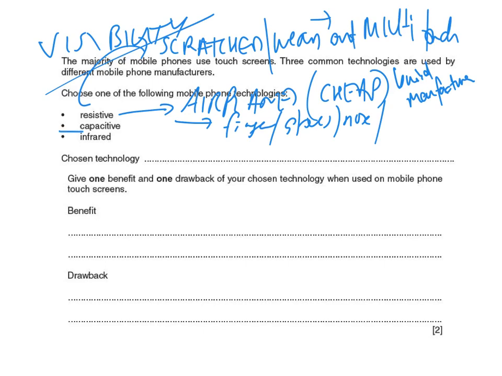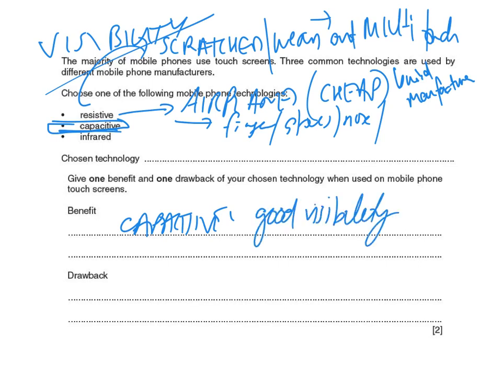Capacitive is obviously the expensive one that we get on all of our current mobile devices. So let's just write it here, try and write it a bit better. Capacitive. So we've got good visibility in sunlight. It's very durable, although maybe you'll disagree if you've dropped yours, but it is very, very durable. We get multi-touch.